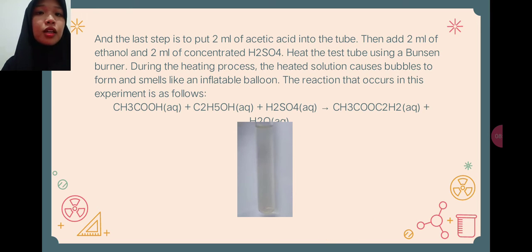And the last step is to put 2 ml of acetic acid into the tube. Add 2 ml of ethanol and 2 ml of concentrated sulfuric acid. Heat the test tube using a Bunsen burner. During the heating process, the heated solution causes bubbles to form that melt like inflammable balloons. The reaction that occurred in this experiment is as follows.